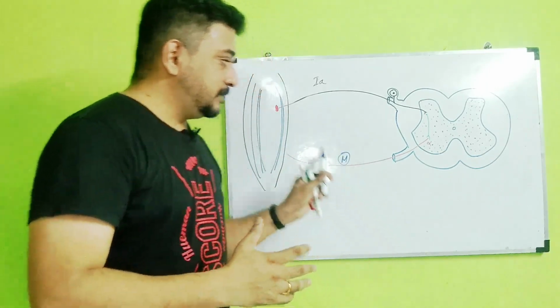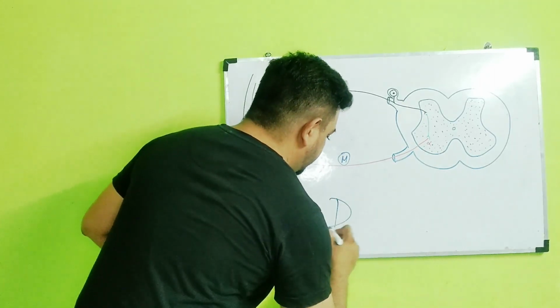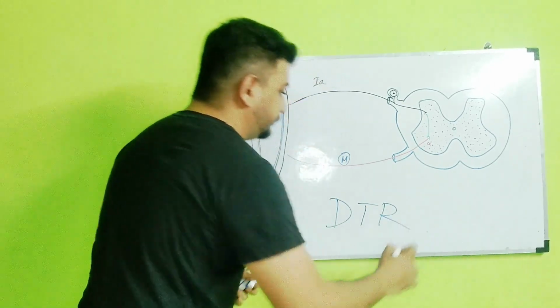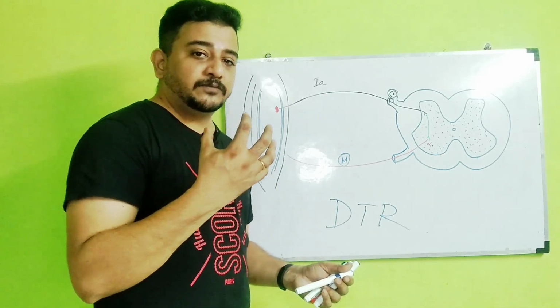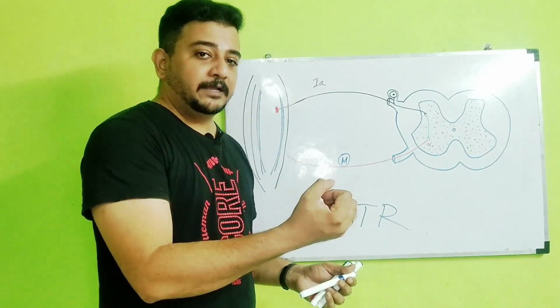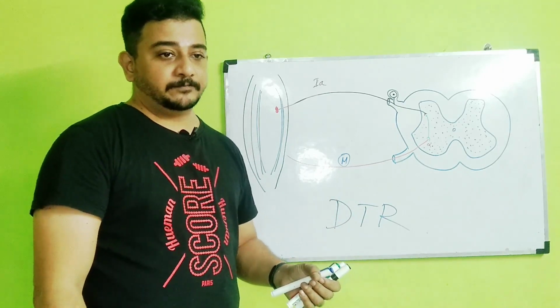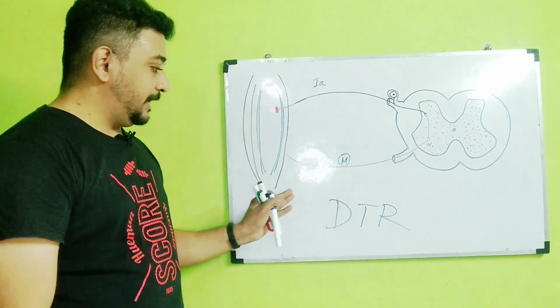That initiates this deep tendon reflex. Okay, so what happens invariably? Your biceps goes for a mild contraction and you get a slight jerk movement. Fine. So this is the reflex arc.